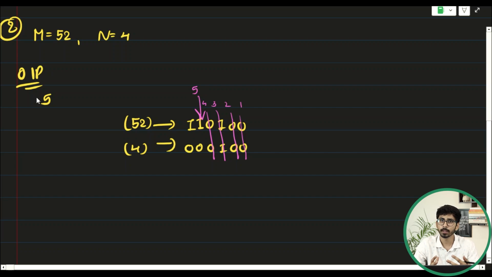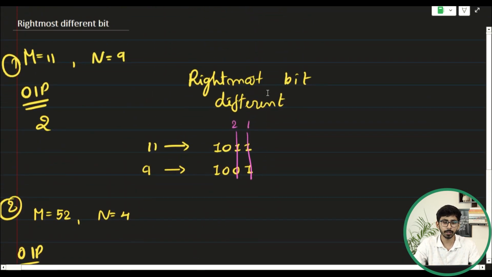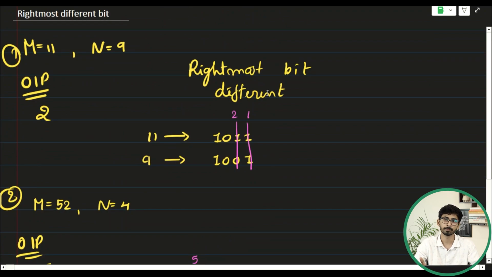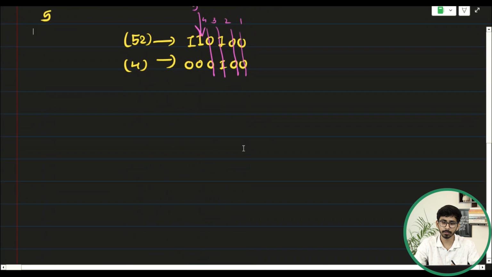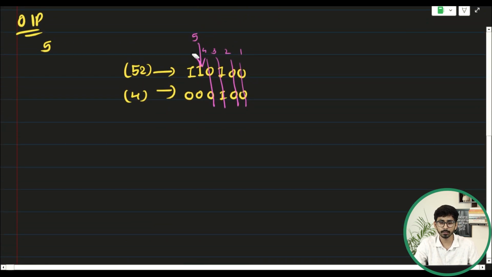You can have a look at the expected output as well. Both the outputs are matching. So this is how you have to find the rightmost different bit. The question was not that difficult to understand. Now here comes how you will implement this part. The implementation is also very easy. Basically the logical part is also very easy, and let's have a look at the logical part.